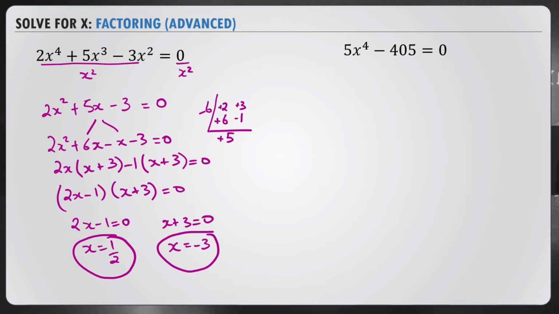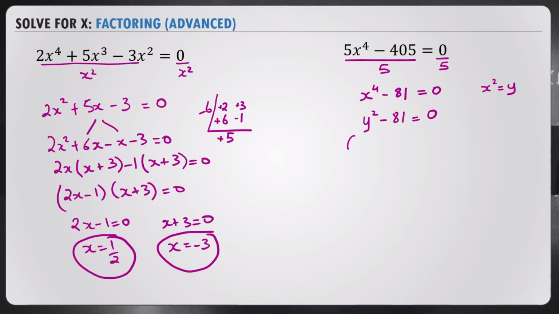Next, we have a problem like this, 5x to the power of 4 minus 405. First thing, I can see 5 can be divided on both sides and we are left with x to the power of 4 minus 81 is equal to 0. Now, when we have situations like this, we can use the difference of two squares, but we need to do one step. Let x squared be equal to y. So now x to the power of 4 becomes y squared minus 81 is equal to 0.